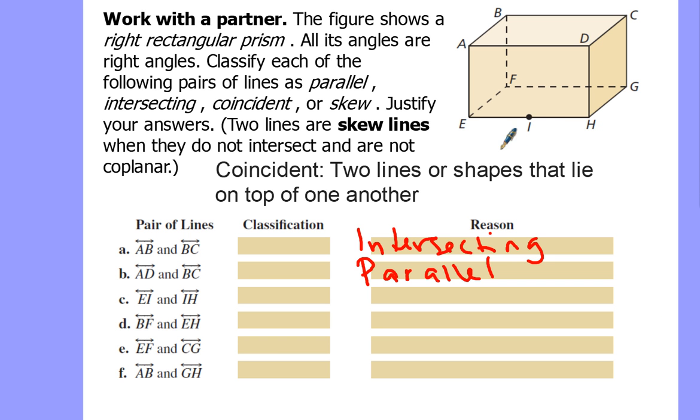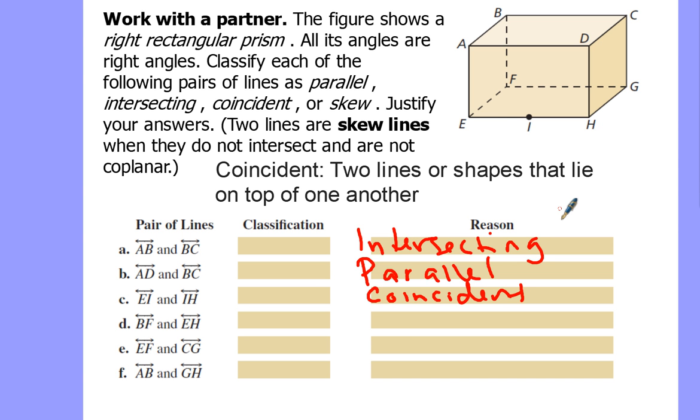What about down here? It says EI, but remember, EI, the line, is the entire line. It just happens to include E and I, but also H. So EIH are all on the same line. IH is the same line as we go over those. That's an example of coincident lines.